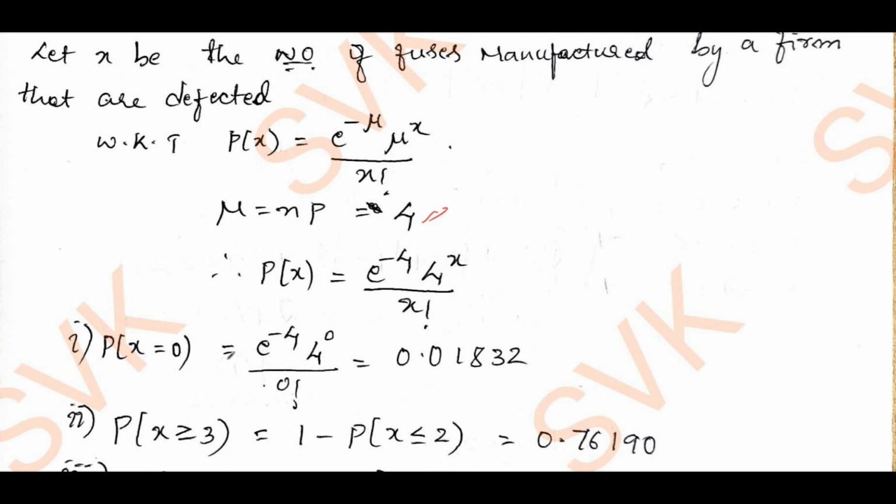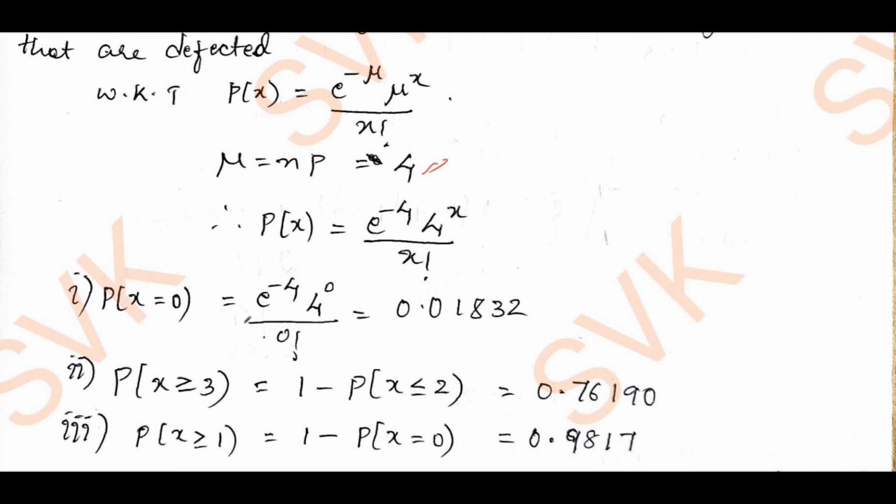So going with the first part, none of them. That means put x equal to 0. So when I put x equal to 0, wherever I have x term, I will put x equal to 0. 4 power 0 is 1. 0 factorial is also 1. You are left with only e power minus 4. E power minus 4 value is 0.01832.